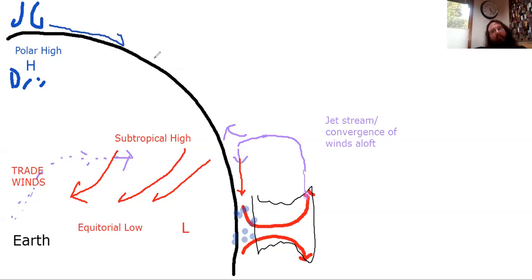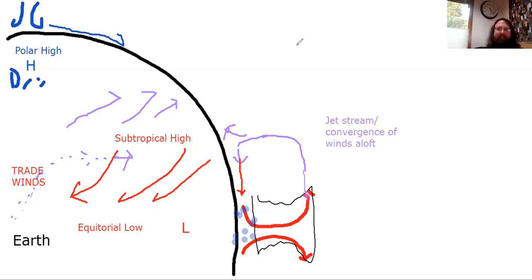But because you have Coriolis force and you have this convergence of air at about 30 degrees north and south, you also have some subtropical air making its way poleward. As the subtropical air makes its way poleward, Coriolis force is going to deflect it to the right in the northern hemisphere and to the left in the southern hemisphere, giving you these winds that appear to come out of the west.